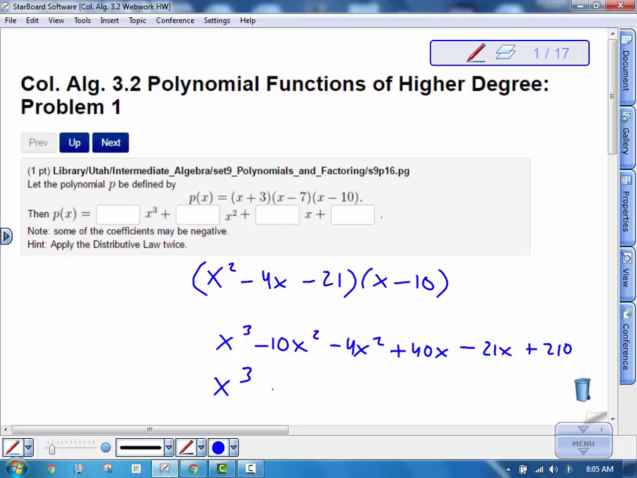Now we can simplify this. Add the x squareds together to get negative 14x squared, and add the x's together to get positive 19x plus 210. And so your coefficients are 1 goes right here, negative 14 goes right here, 19, and 210.